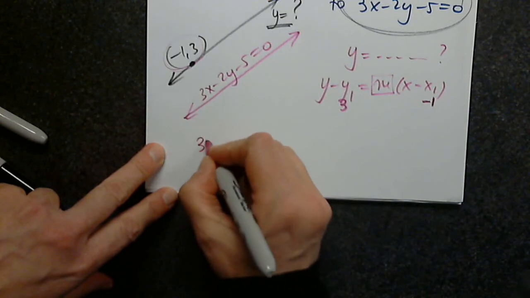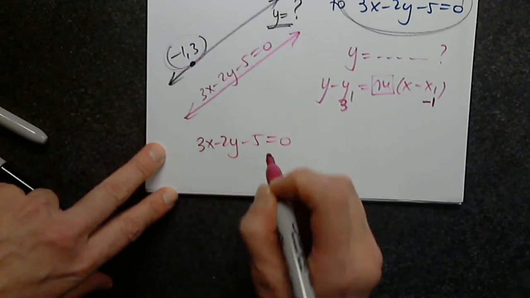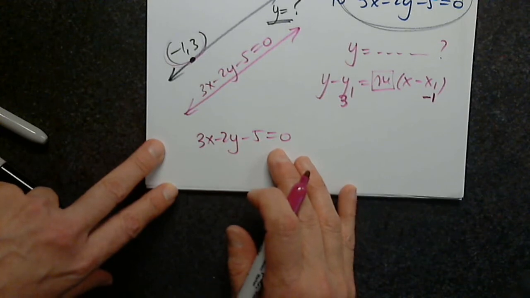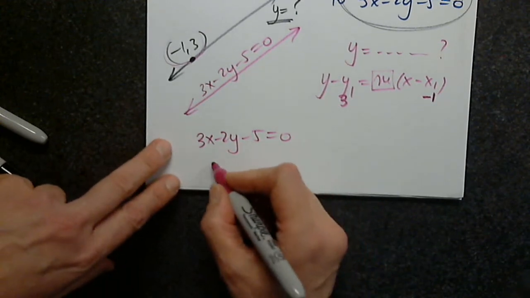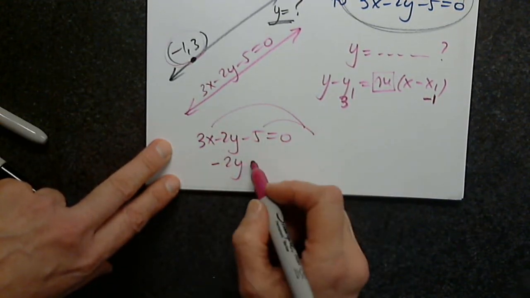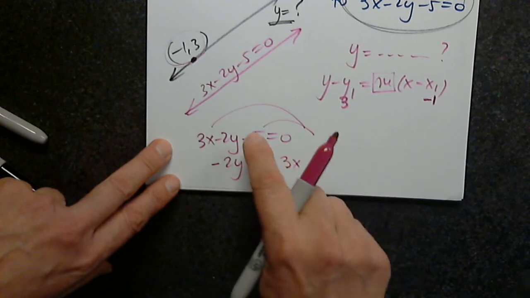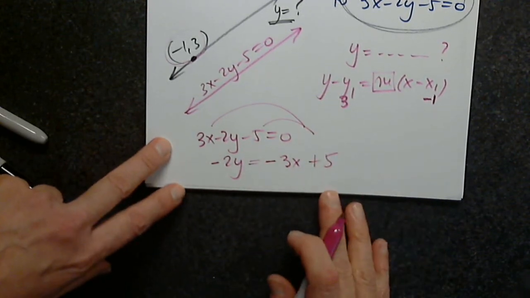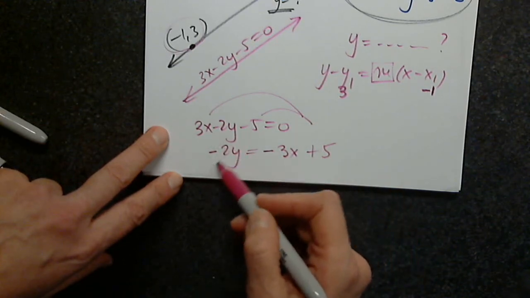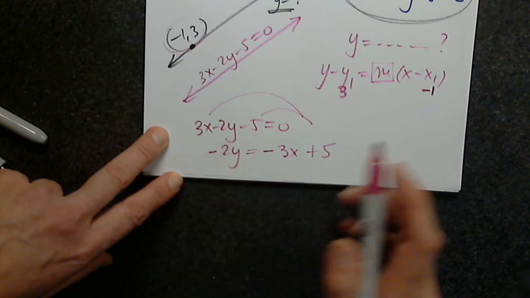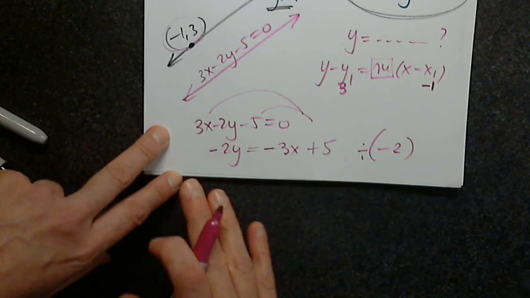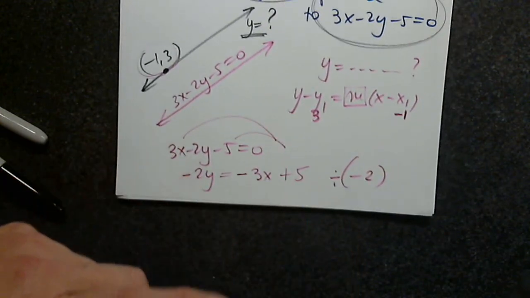So I'll write the equation 3x minus 2y minus 5 equals 0. In this format, I cannot identify the slope. So I will solve for y, moving 3x and moving 5. It was positive, it becomes negative. It was negative, it becomes positive. Still not there yet. I need to get rid of this. How do I get rid of this? Dividing both sides by -2, each and every term.